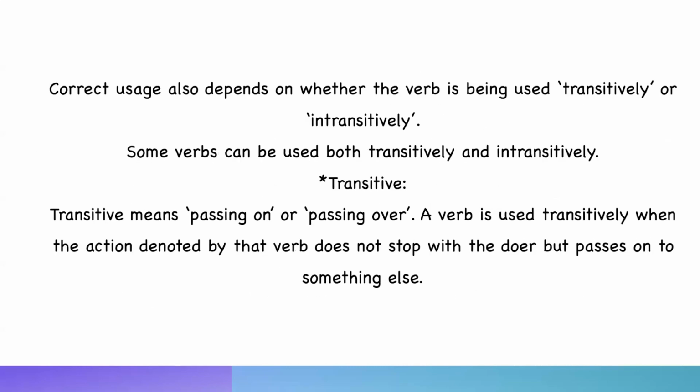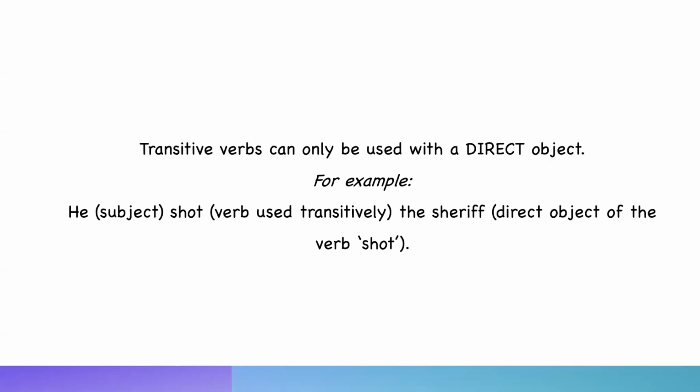Correct usage also depends on whether the verb is being used transitively or intransitively, and some verbs can be used both transitively and intransitively. Transitive means passing on or passing over. A verb is used transitively when the action denoted by that verb does not stop with the doer, but passes on to something else, and that's known as a direct object. Transitive verbs can only be used with a direct object. For example, he shot the sheriff. The sheriff is the direct object of the verb shot.